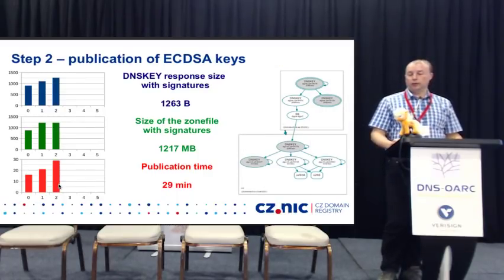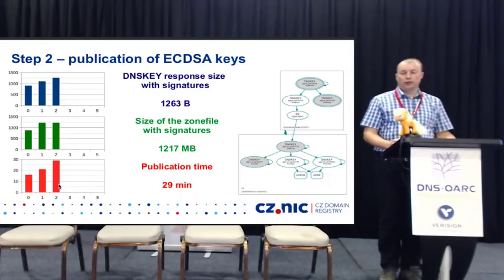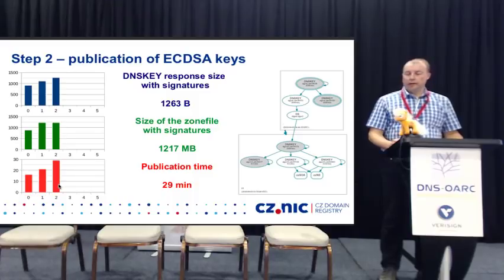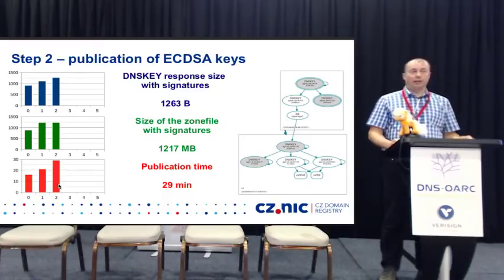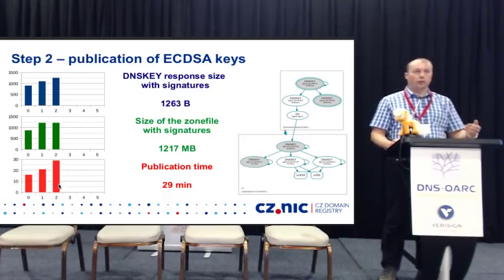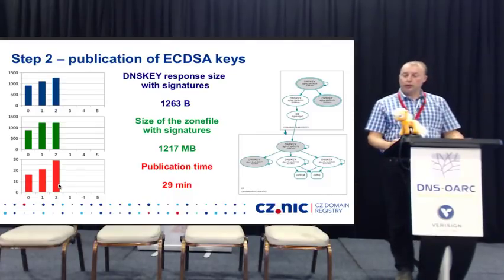The second step was publishing the ECDSA keys. Here you can see that the size of the responses got over the previous set, over these 1232 bytes that we have set as maximum UDP size. And the publication time got to 29 minutes, so it's close to our previous 30 minutes publication time, so that's why we have changed the publication time to 1 hour.